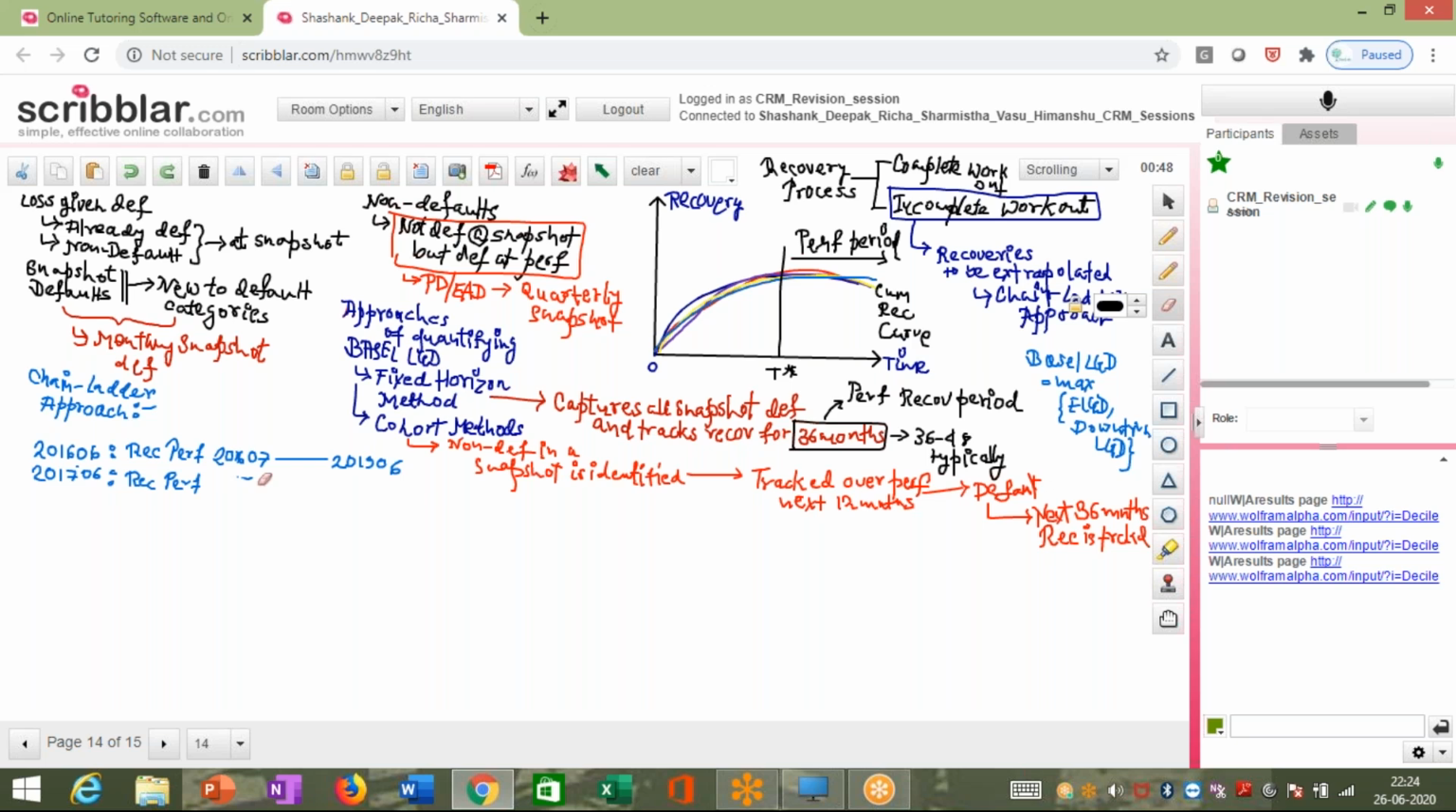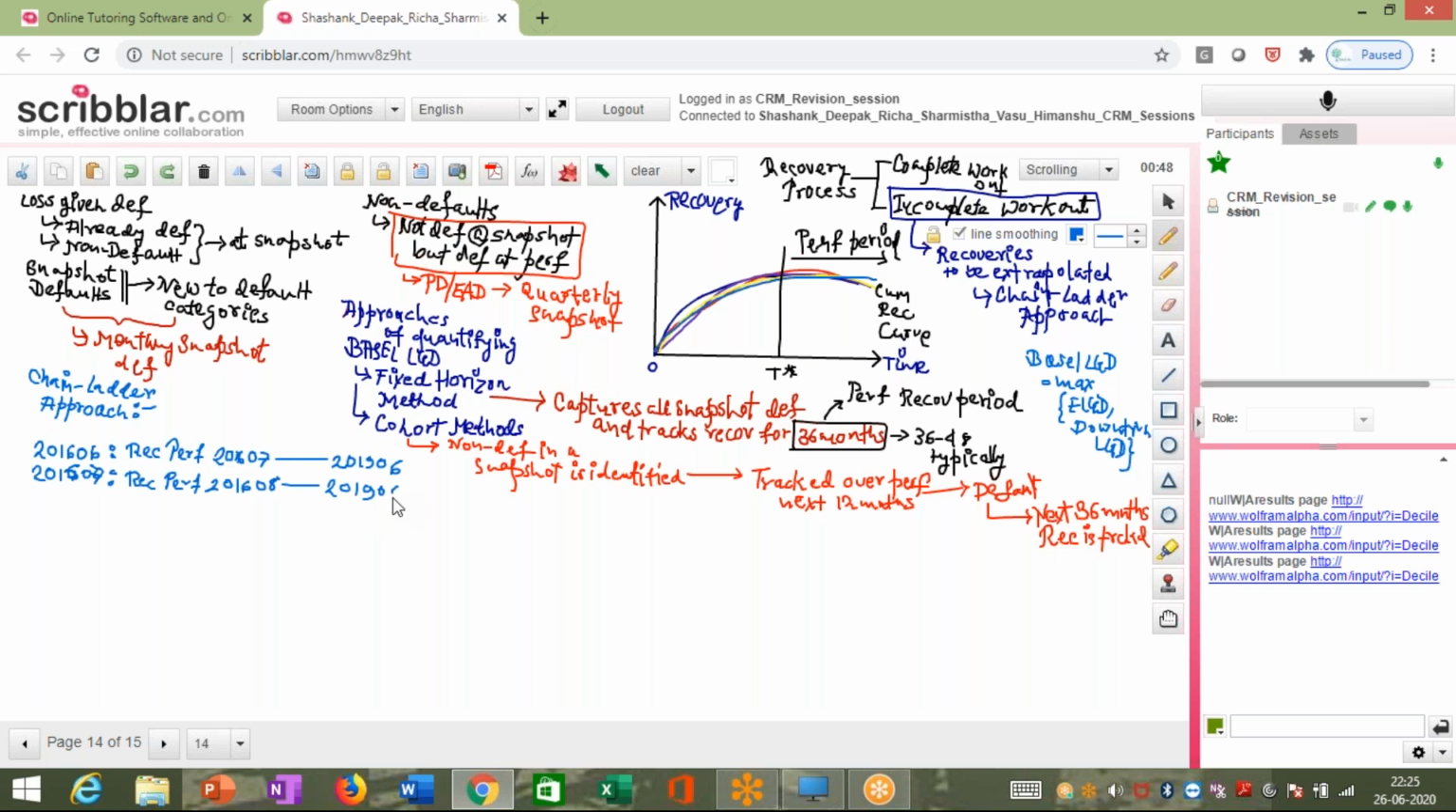Now, I cannot use recovery information after 2019-06 because I will not have the full 12 months performance, and I have to keep aside recovery periods for out of time validation as well.